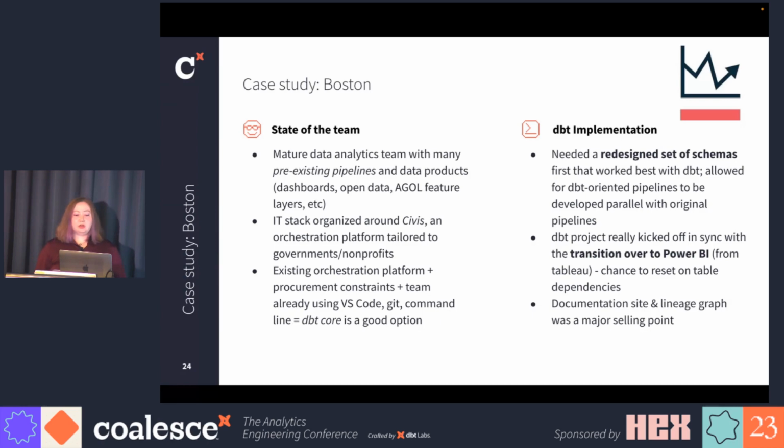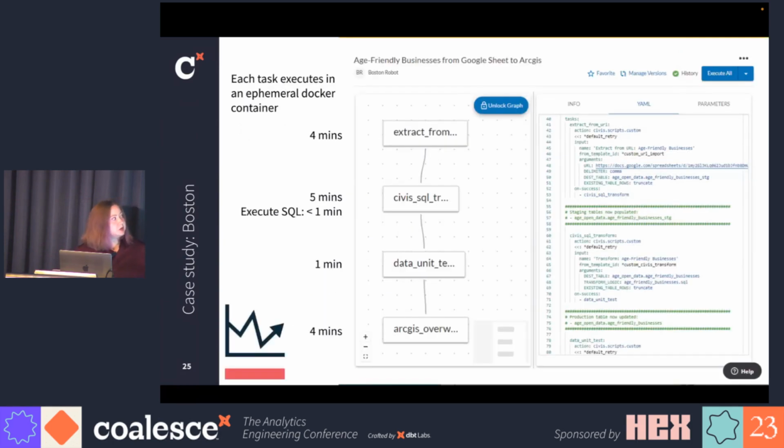For those who may be unfamiliar, Civis is an orchestration platform specifically tailored towards governments and nonprofits and the progressive data community. And so the fact that we had an existing orchestration platform, we had procurement constraints, and our engineering team was already familiar with using VS Code, Git, and the command line, made DBT Core a good option for us.